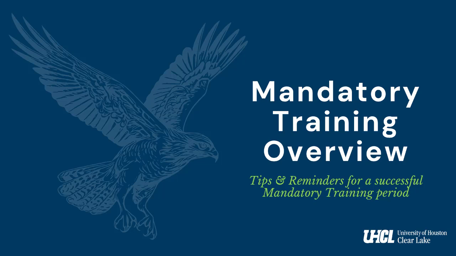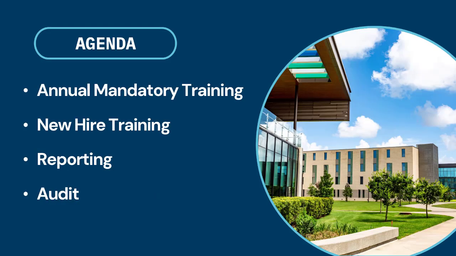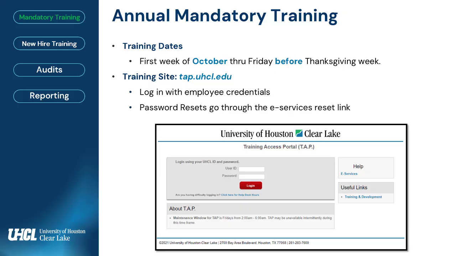In this quick video, we will give you tips and reminders for a successful mandatory training period. Let's begin. In this video, we will go over mandatory training, new hire training, reporting, and audits. The period for annual mandatory training starts the first week in October and ends the Friday before our Thanksgiving break. Official dates are sent out via email to the entire campus as we get closer to the start date.